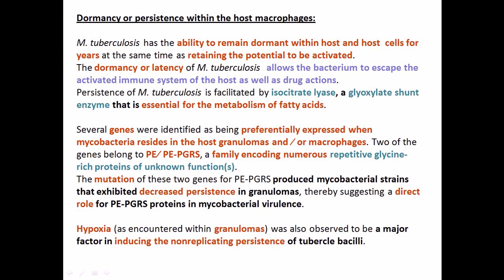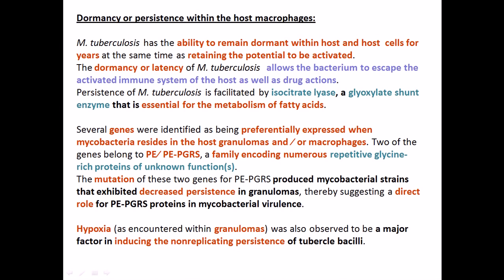Now, persistence of Mycobacterium tuberculosis is facilitated by several factors, and this is again under high active research, but several factors are associated with it, and one of them is isocitrate lyase, which is a glyoxylate shunt enzyme which is necessary in the lipid metabolism or fatty acid metabolism, and they are very good at fatty acid metabolism to manage inside the host cells and host tissues.